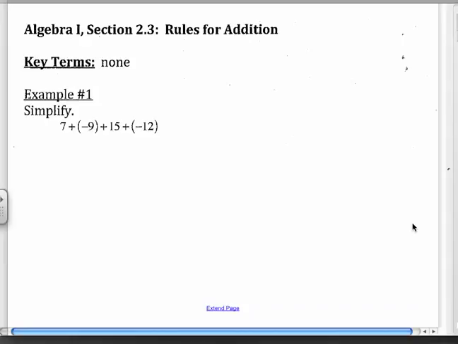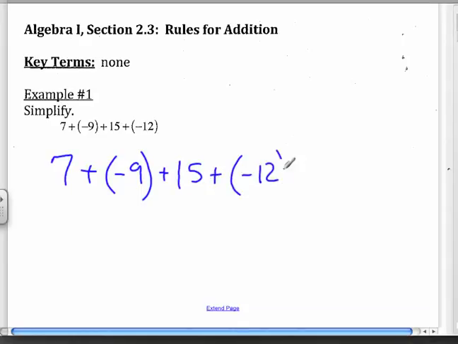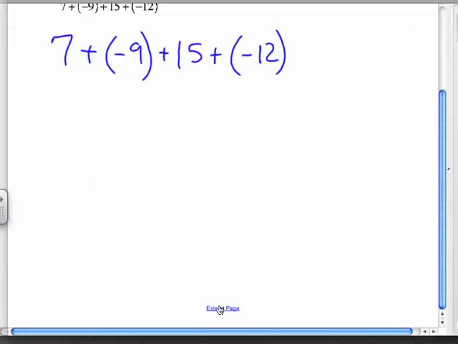Rules for addition here in example number one. Like I was saying earlier, I don't want to make big rules that you have to remember, figure out what's going on. Okay, there are some very simple rules. Let's look at this first one. I'm going to write it a little bit larger. It says 7 plus the opposite of 9 plus 15 plus the opposite of 12. And guys, when I look at this expression, it's an expression because it doesn't have an equal sign. It's not an equation. All right.